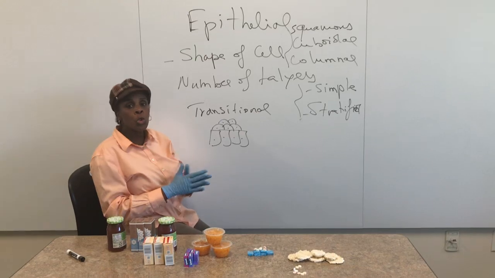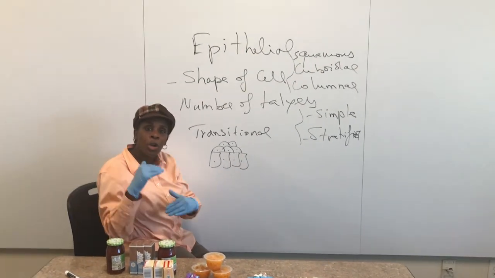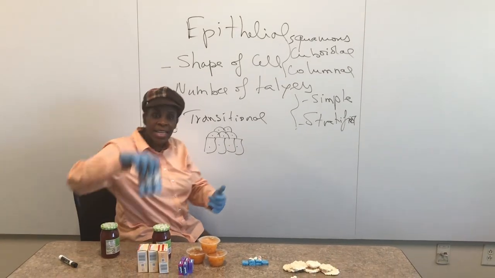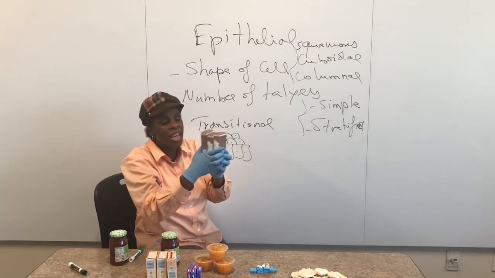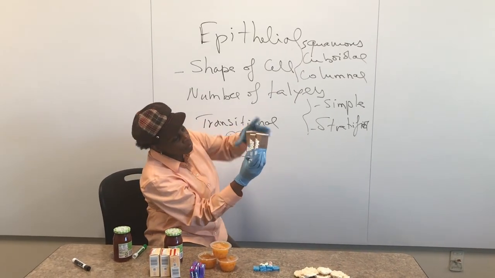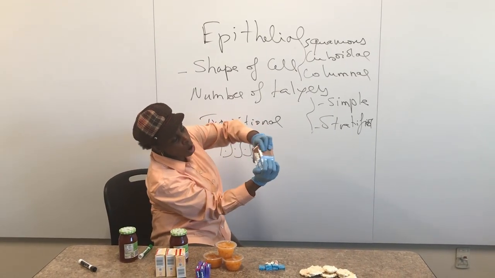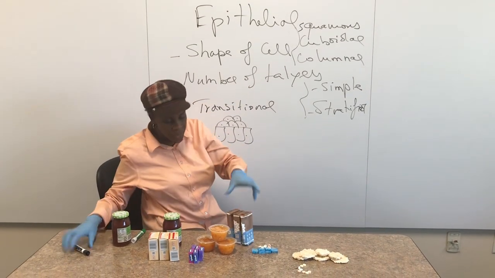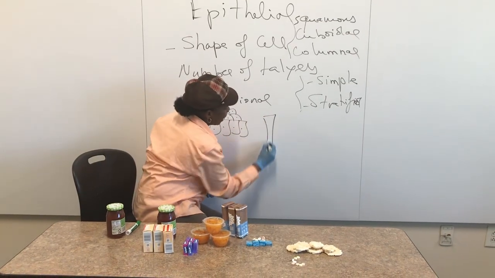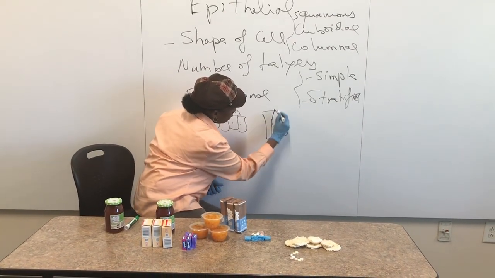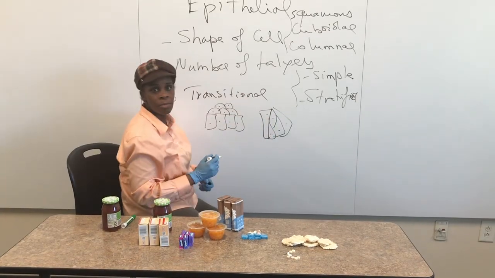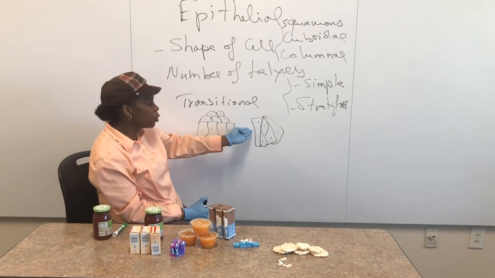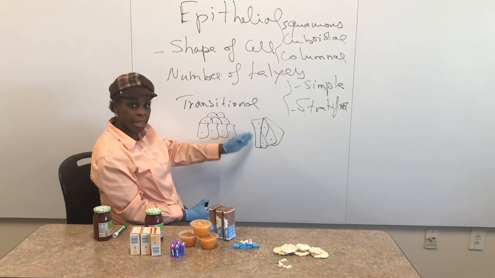Then you have pseudostratified columnar. That one looks like stratified, but it is simple. Imagine if I take these and squeeze them together like this. Some of them will lose some part, so this one gets very thin, and this one is wide. If you want to draw that, it'll be something like that. It's simple, but looks like stratified. That is pseudostratified columnar epithelium.